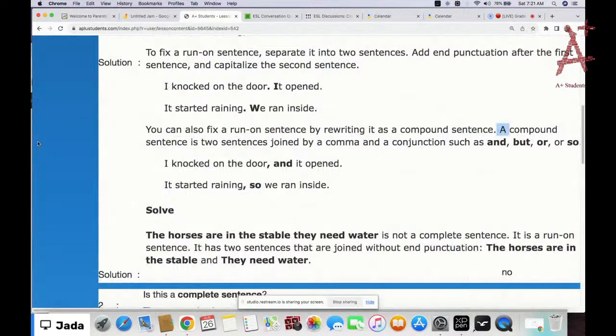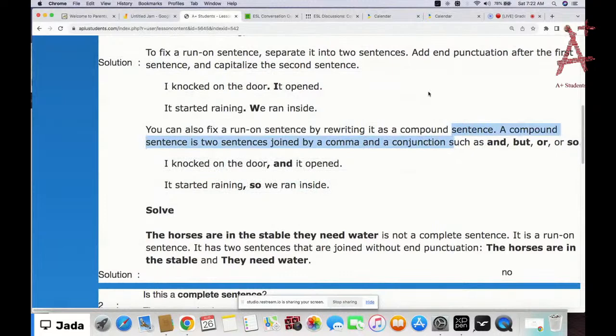Okay, so you can fix the sentence by adding a coordinating conjunction and a comma to make it a compound sentence, just like this. I knocked on the door and it opened. It started raining, so we ran inside. So you have two ways to fix the run-on sentence. It could be with the period here or with the coordinating conjunction to make it a compound sentence.